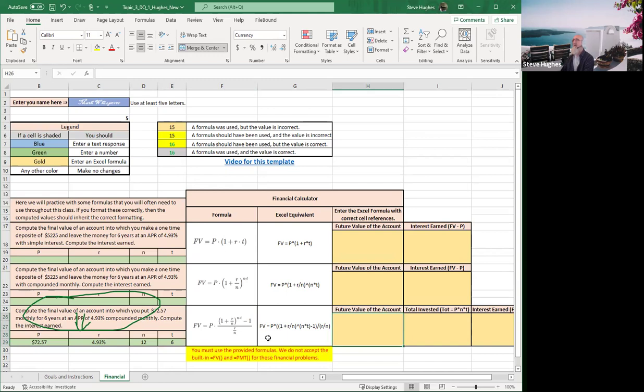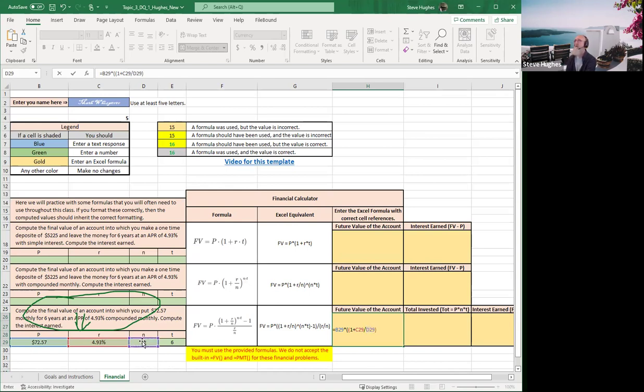It says the future value is equal to P, which is my payment, times, okay? So just everybody be sure you start with the equal sign. Click on the cell where the payment, P is, and then I want the asterisk for multiplication. Then I want a double parentheses, okay? Then 1 plus R, just click on that cell, divided by N. All right, and close my parentheses.